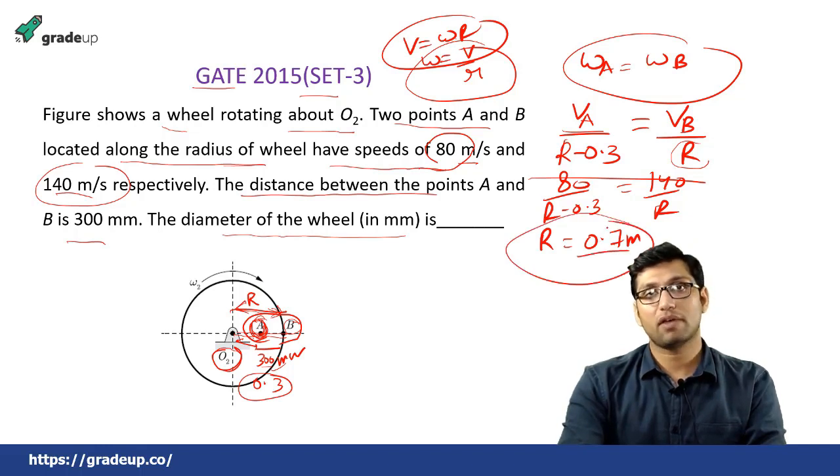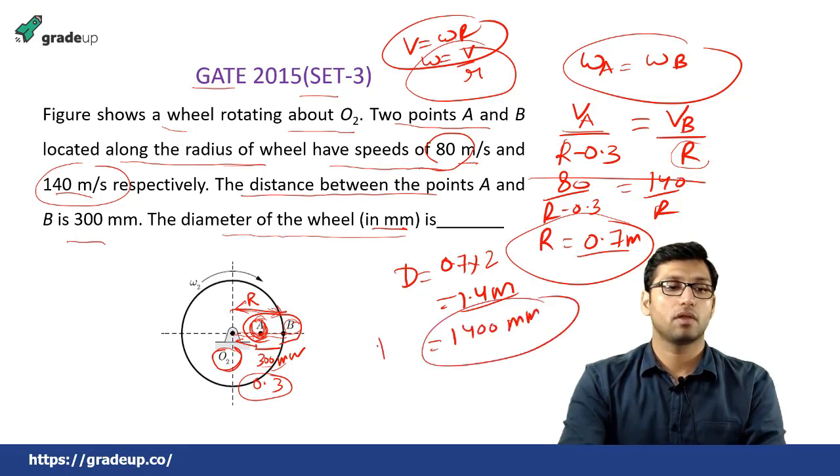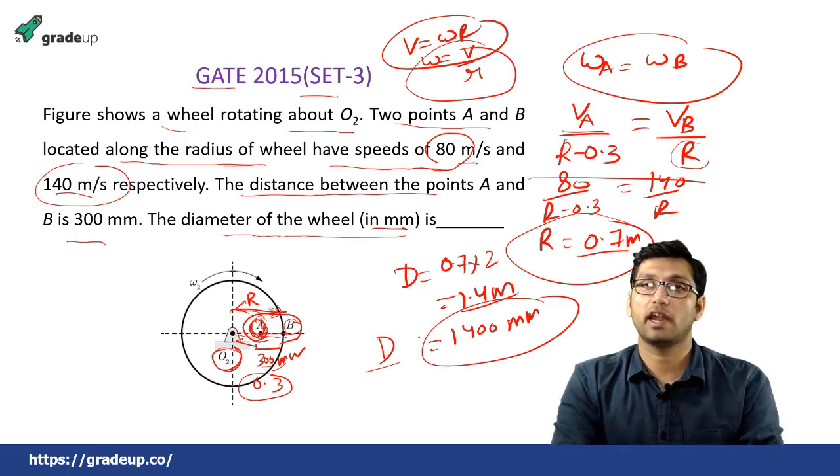So you have got the radius of this wheel. So diameter will be equal to 0.7 into 2, which will be equal to 1.4 meter. Since it is asking for the value in mm, this will be equal to 1400 mm. So the diameter of this wheel is equal to 1400 mm.